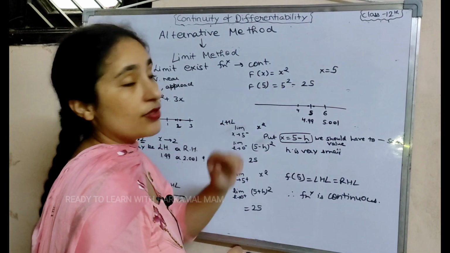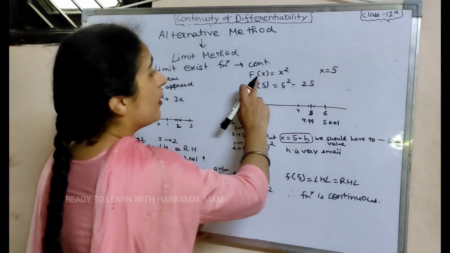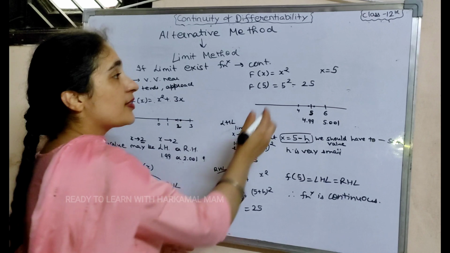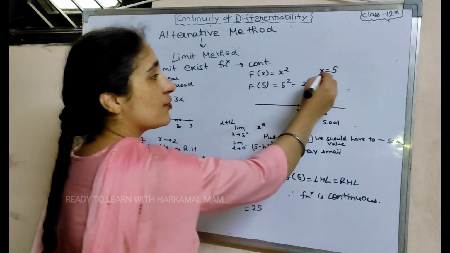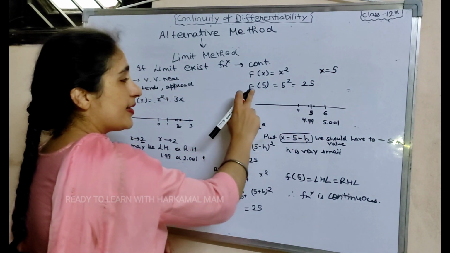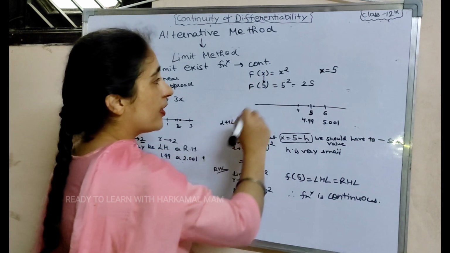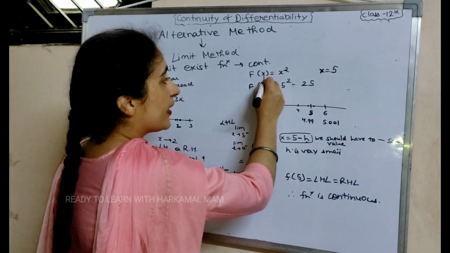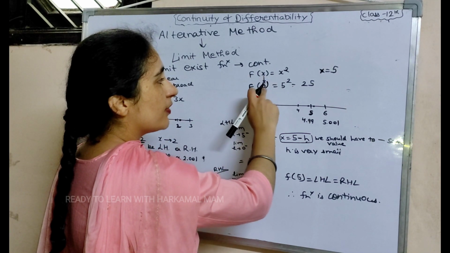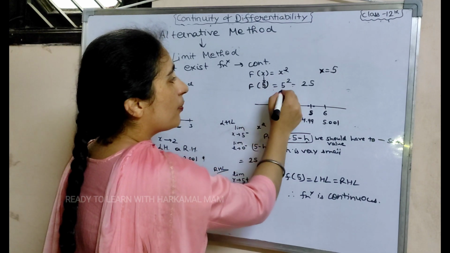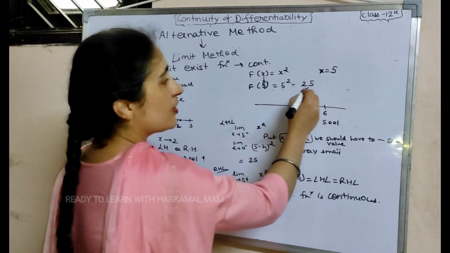f of x is equal to x square. Let us understand this by taking the example f of x is equal to x square. We have to check the continuity of the function at x is equal to 5. So here is f of 5, here x is 5. Directly, instead of x we write 5 here. On putting this value we get f of 5 is 25.